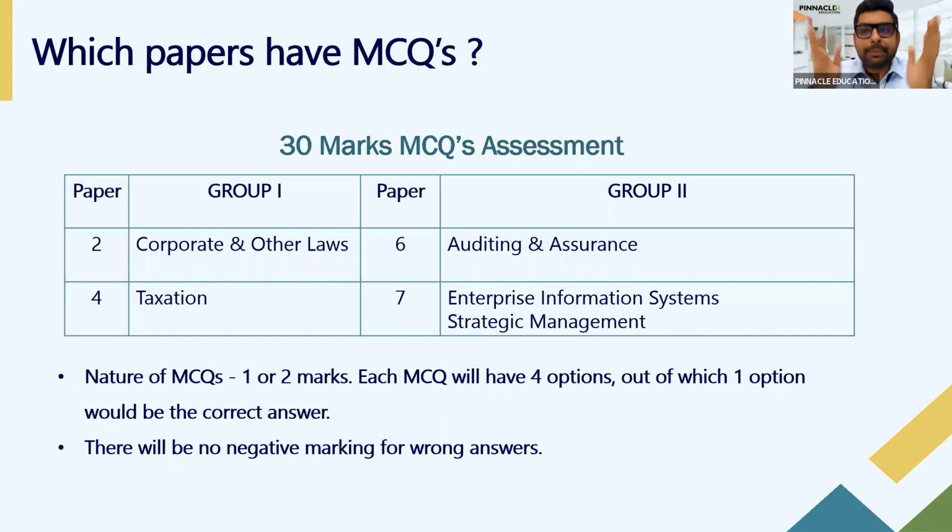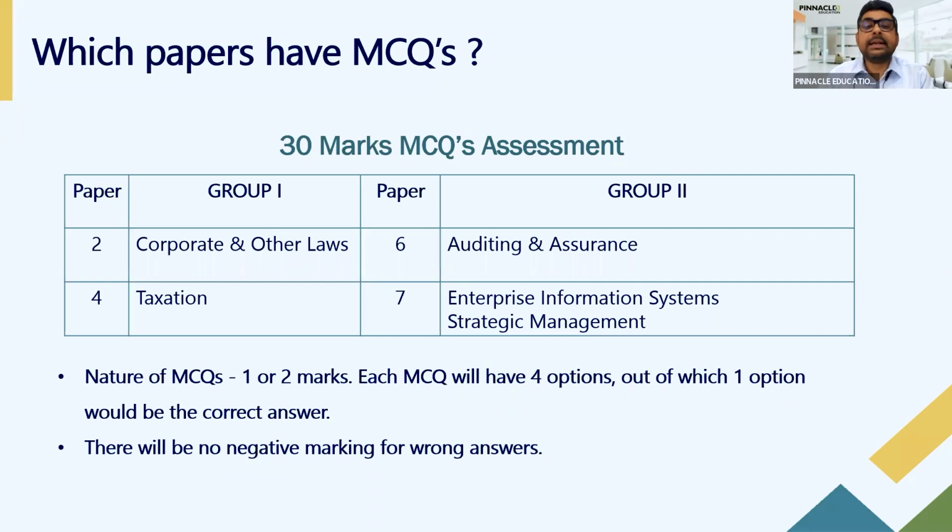Now, moving ahead, very important for you to know that unlike CA Foundation, where you had two papers which are completely multiple choice with negative marking, right? And two papers which are structured, CA Inter structure is slightly different. You will see multiple choice questions of 30 marks only in these four theory papers, which is paper two, that's law, paper four, that's taxation, paper six, that's auditing, and paper seven, that's EIS and SM, strategic management. So only in these four papers, which are typically theory papers, you will see 70 marks of structured answers and 30 marks of multiple choice, while the remaining four papers are full 100 marks structured.